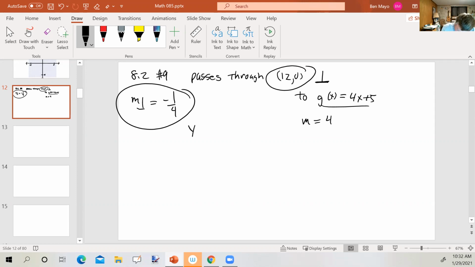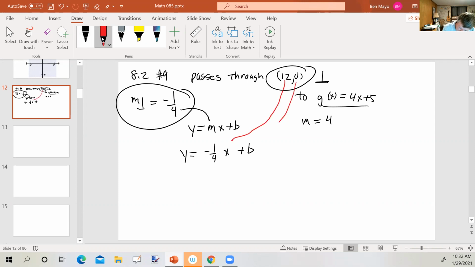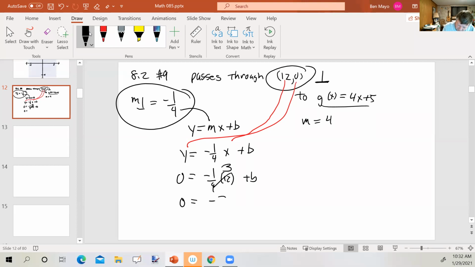So now we've got y equals mx plus b. The slope is going to be negative 1/4. So y equals negative 1/4 x plus b. Then we're going to take the ordered pair and put the 12 in for x and the 0 in for y. So we get 0 equals negative 1/4 times 12 plus b. 0 equals what? Negative 3 plus b. Add 3 to both sides and b equals 3.